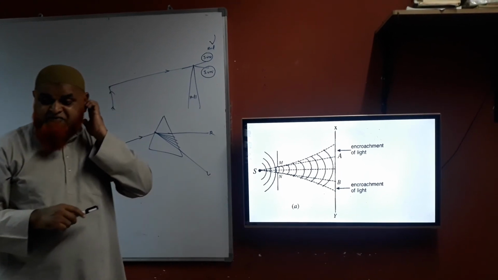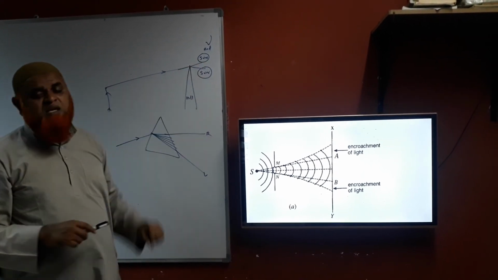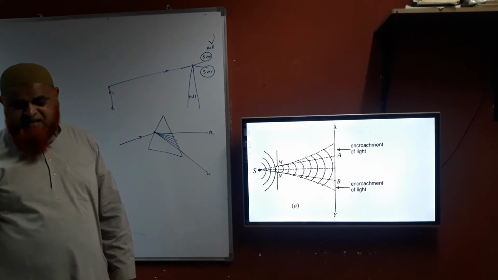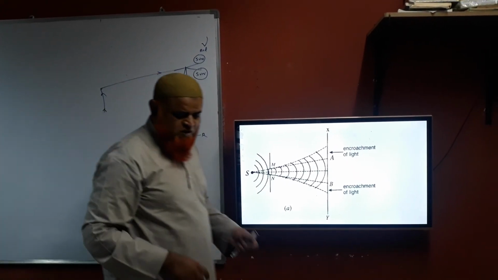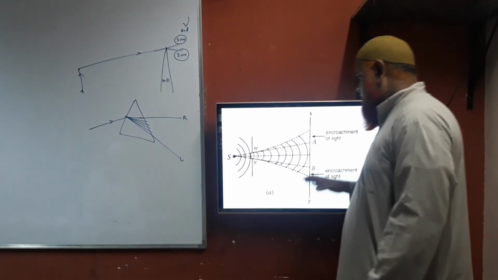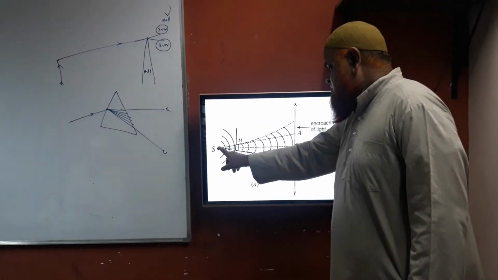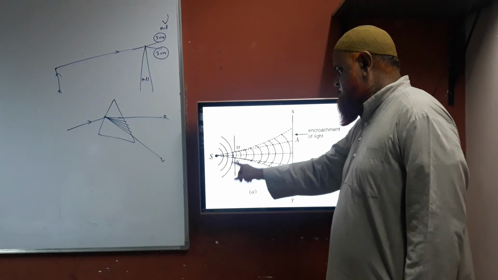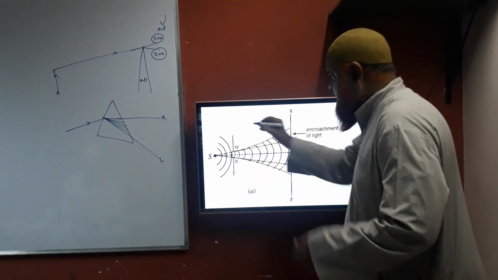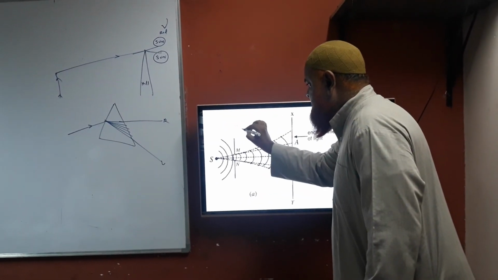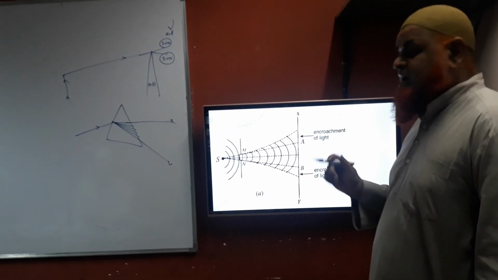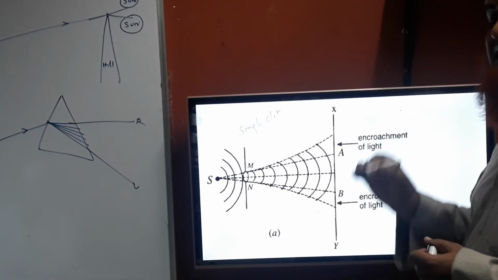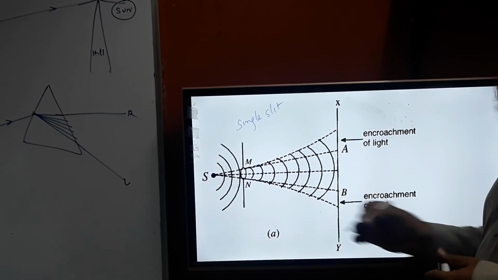It is a diffracted image of the sun which you are going to see during sunset and sunrise. That is called a diffraction pattern. So if you observe this diagram, from the source you are getting wavefronts. There is a slit here. This is called a single slit, and this is called the single slit experiment for diffraction.